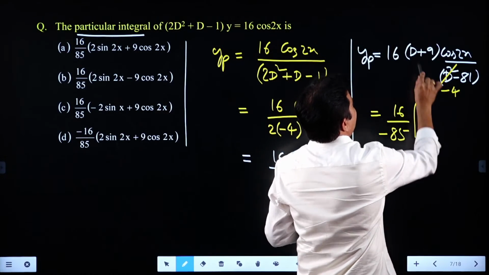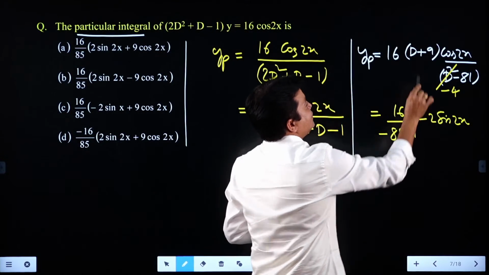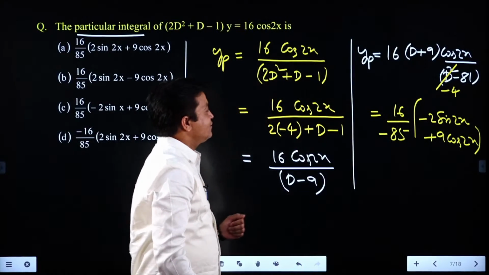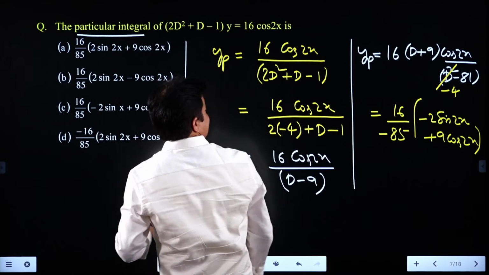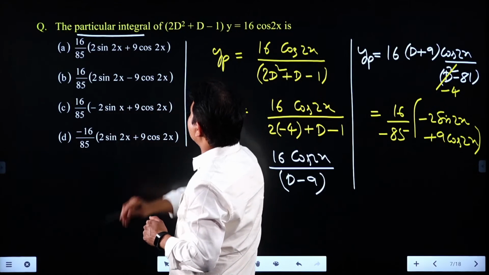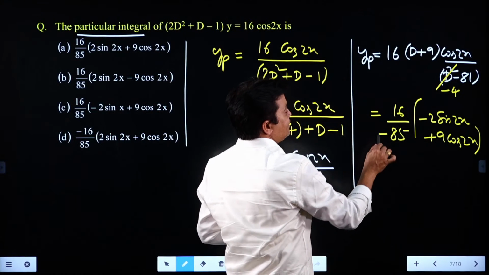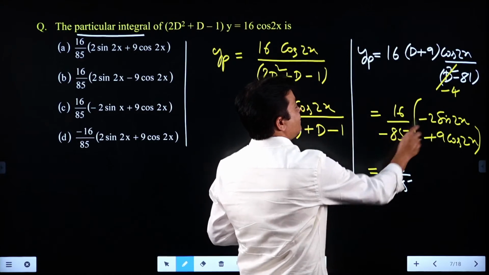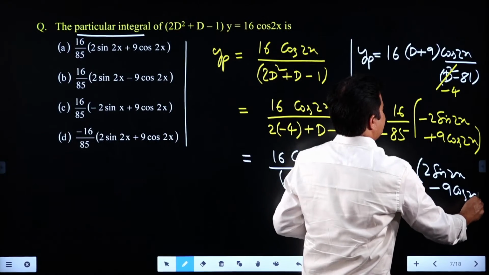Now come to the numerator, d for differentiate. Cos gives minus sin 2x, and 2x gives 2, plus 9 cos 2x. This is the final. So in the options, now verify. 16 by minus 85 into minus 2 sin 2x. Is it there? Here it is there, minus 2 sin 2x. You observe this minus also you can bring inside. 16 by 85, here minus, there minus. So 2 sin 2x minus 9 cos 2x.